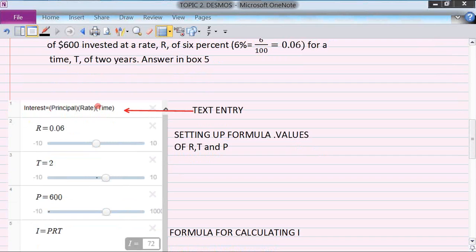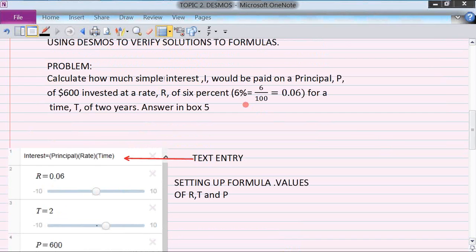So what we do, this is a text box, so we can put a text entry in essentially to show what is happening here. So R is the rate, T is the time, and P is the principal. Principal times rate times time. Now the rate, by the way, is 6%. 6% means 6 parts in 100 parts, which in decimal form is 0.06.